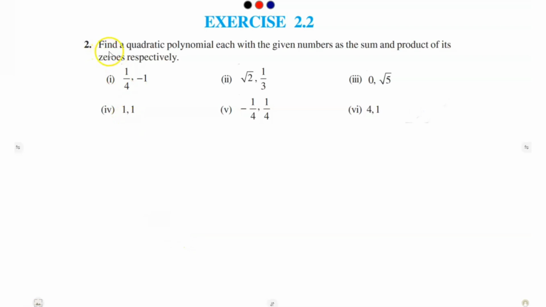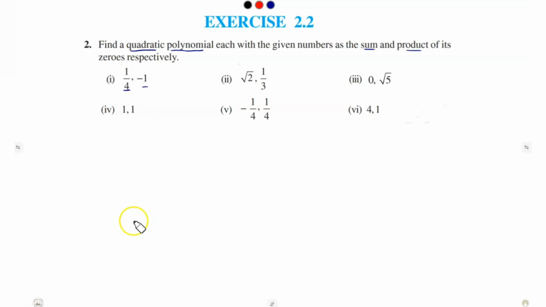Hello everyone. Today in this video let us continue the second question from exercise 2.2 of chapter 2, polynomials. The second question is: find a quadratic polynomial, each with the given numbers as sum and product of its zeros respectively. So in each question you are given the sum of the zeros and the product of the zeros, and you need to find the quadratic polynomial satisfying this as the sum of the zeros and product of zeros.